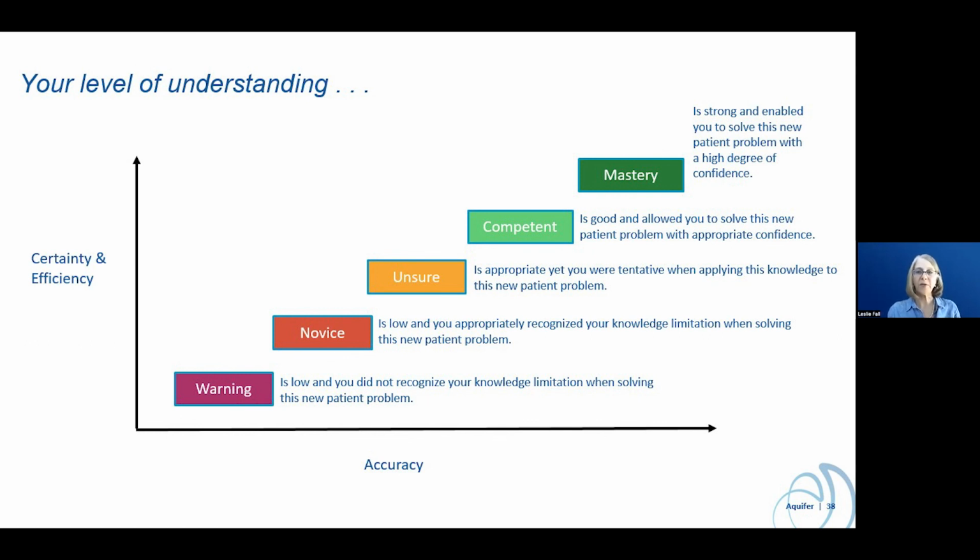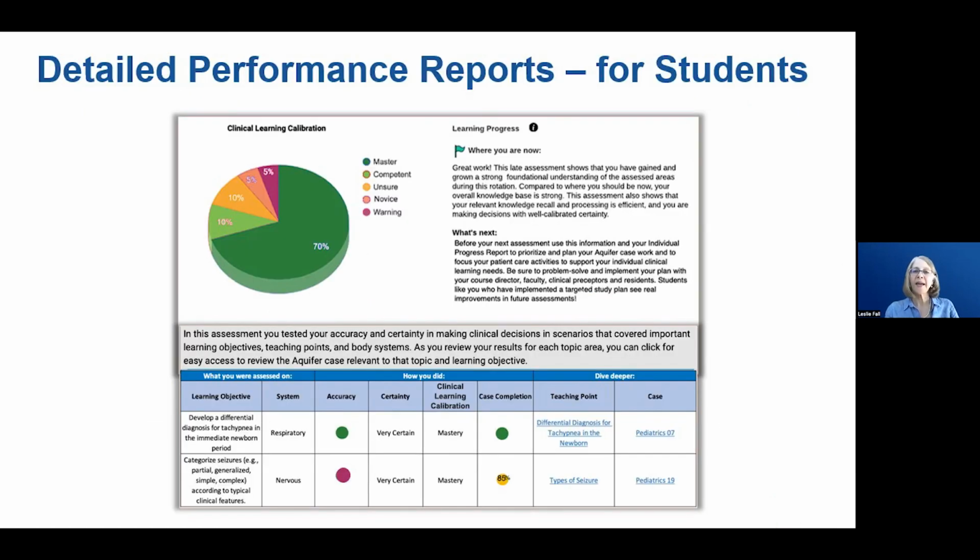Targeting feedback beyond right and wrong answers gives learners the tools to transform the feedback into targeted goals for practice, both clinically and through the relevant Aquifer cases. Here's an example of the item-level report that students will see after completing an assessment. At the top, a summary of the student's overall clinical learning calibration results display in a pie chart.